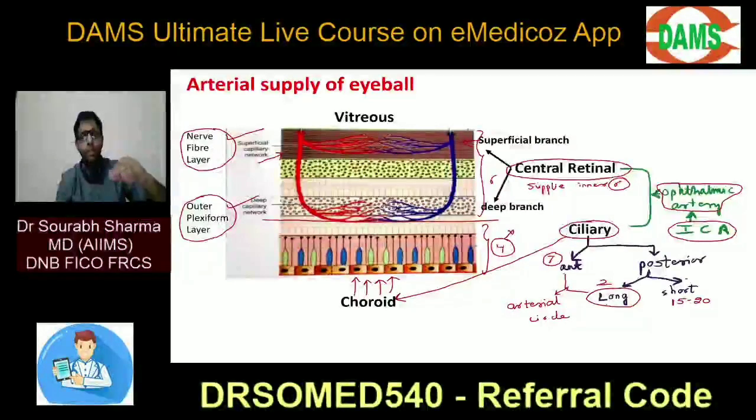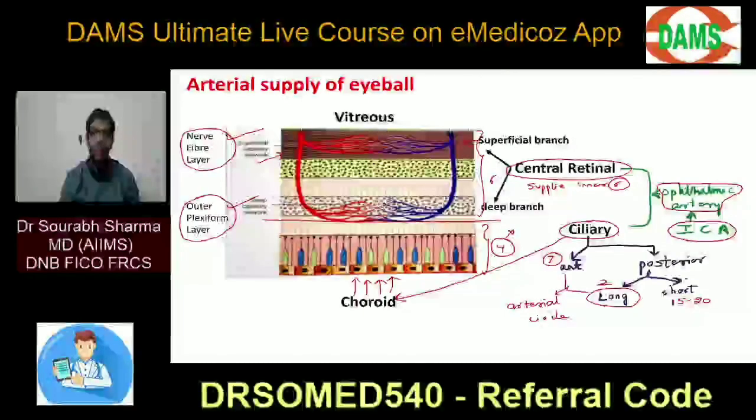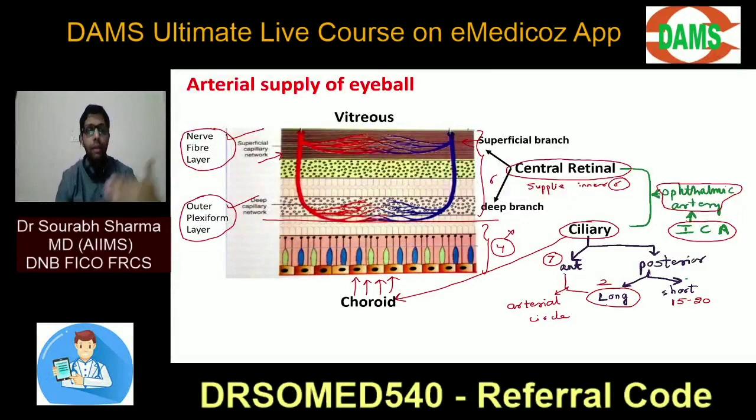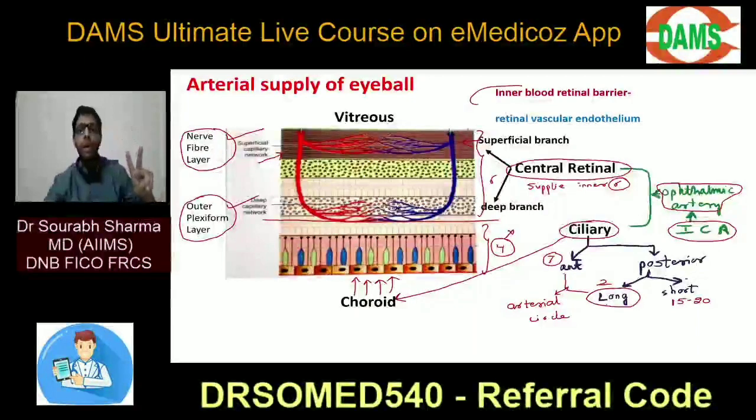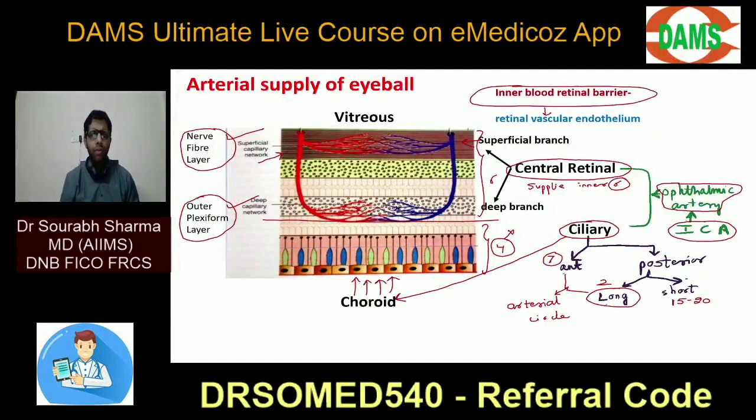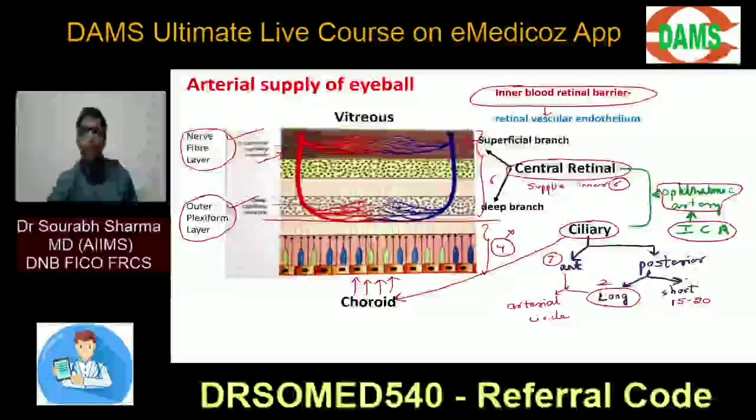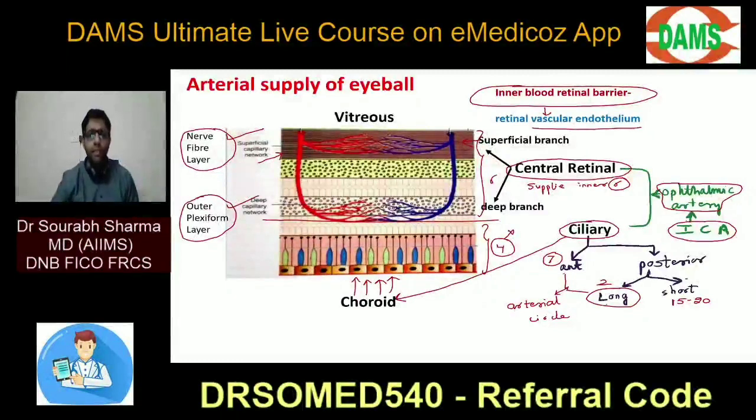What will happen if the blood leaks into the retina? What happens when the blood can leak from the choroid? No, it doesn't leak. Why? Because there are barriers. Very, very important point: blood retinal barriers, 2 types, inner and outer. The inner barrier is made up of tight junctions of retinal vascular endothelium. The central retinal vessels, which are intraretinal, have tight junctions. They do not allow the blood to go into the retina. That is the inner blood retinal barrier.